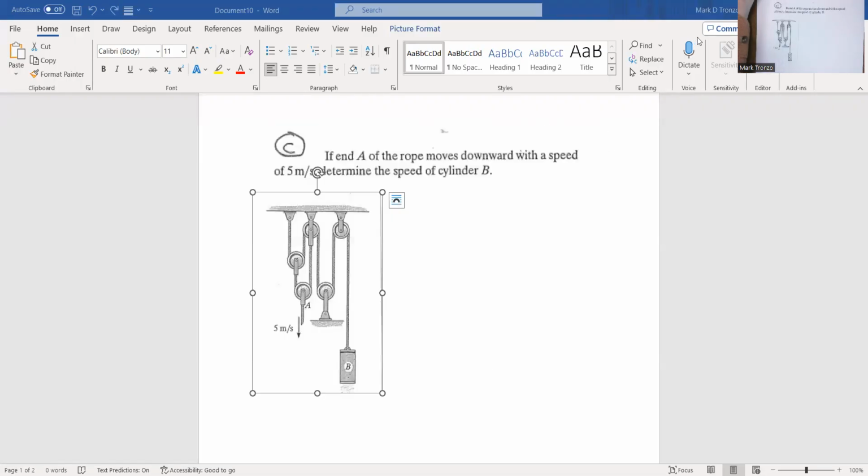So let's take a look at this problem here. There we go. So take a look at this. The end of the rope moves downward with a speed of 5 meters per second. Determine the speed of cylinder B.